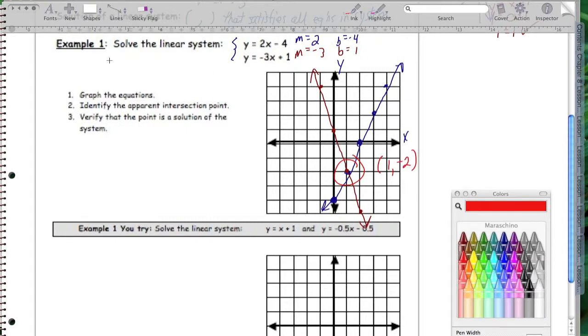That would be our solution. Identify the apparent intersection point. It's (1, -2). That's where they both cross. So this means this is the only ordered pair that is going to make both of these equations true.